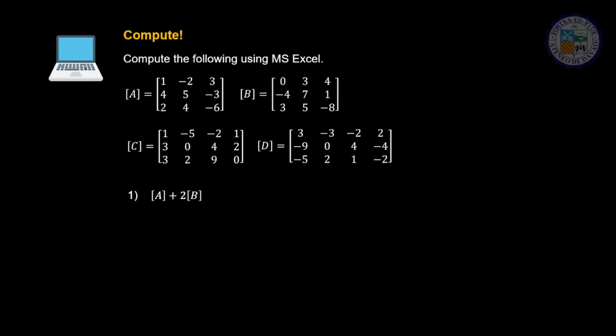So let's have a computer exercise. Let's use the same set of matrices. That is, A and B are the same matrices as in the calculator exercise, and then C and D are 3 by 4 matrices, also the same as in the calculator exercise. Okay, first, let's compute A plus 2 times B, but using Microsoft Excel.